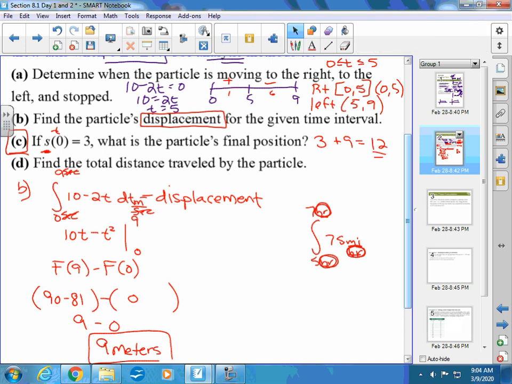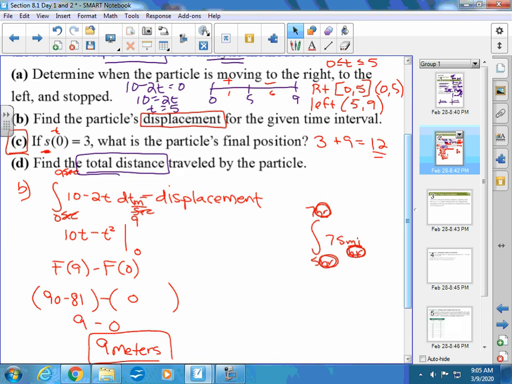Now, part D has the words total distance. So hopefully you're seeing that each of these is asking a different question. Displacement and total distance are not the same. And we talked about that earlier when we talked about total distance.